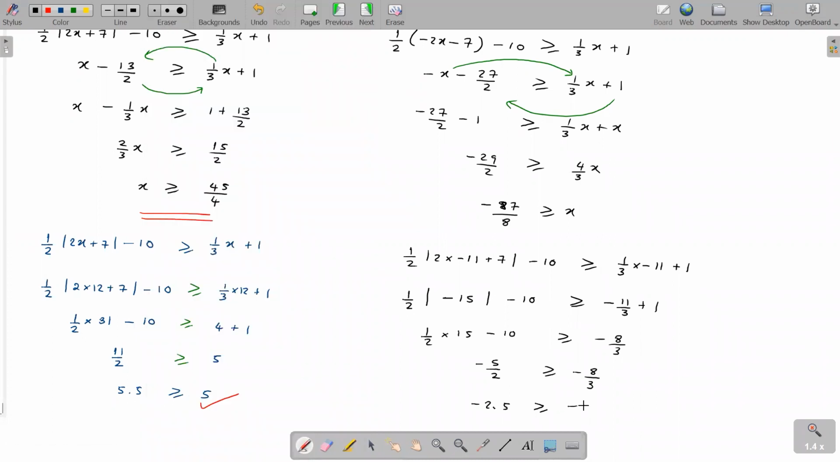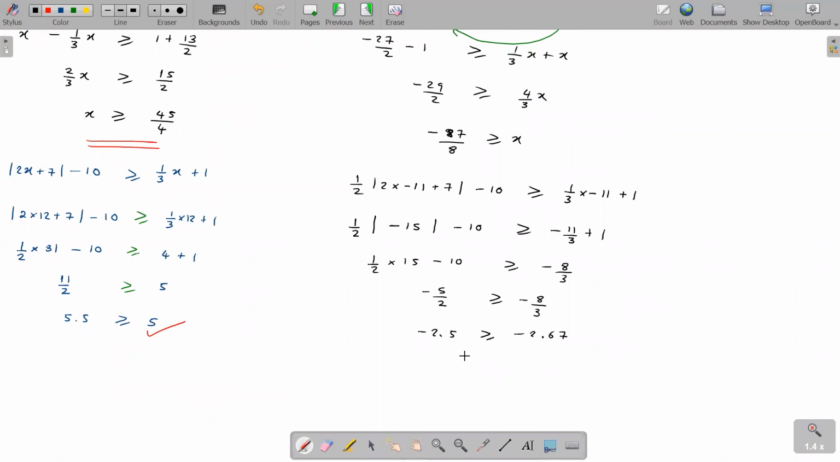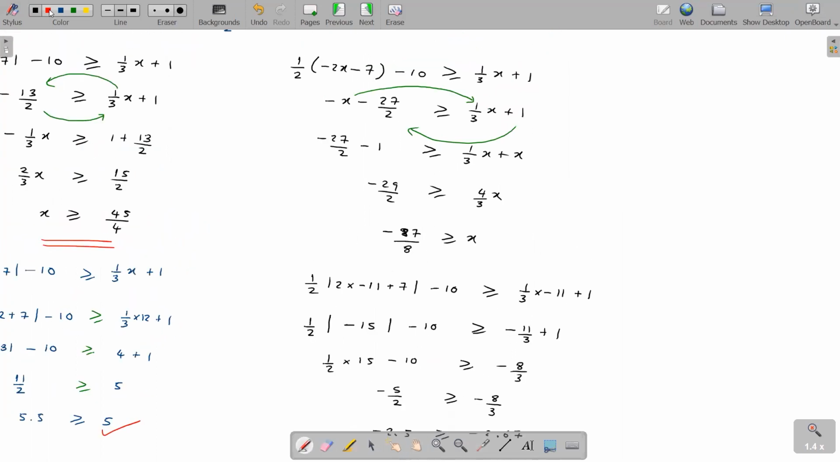Minus 2.67. So is this correct? Minus 2.5, you must know minus 2.5, minus 2.6 is going to be behind, right? Because you get the minus 3 this way. Minus 2.1 here, minus 2 here. Yeah, this is correct, right? So this inequality is correct, which means the answer that we got for the previous inequality is also true.